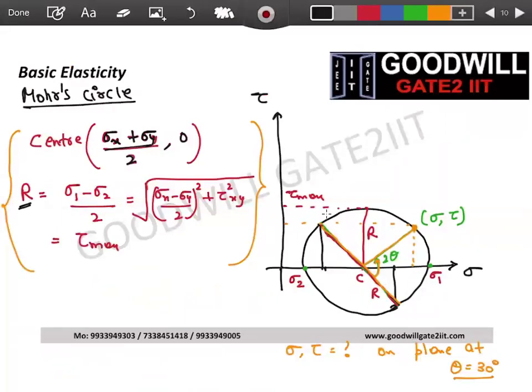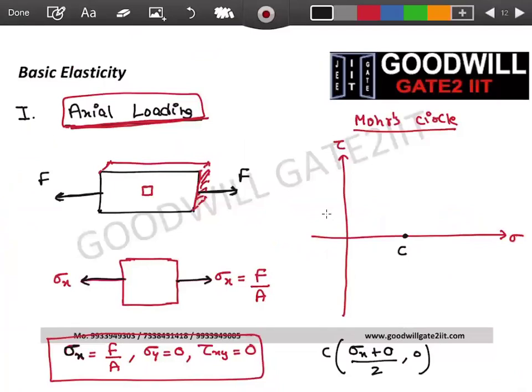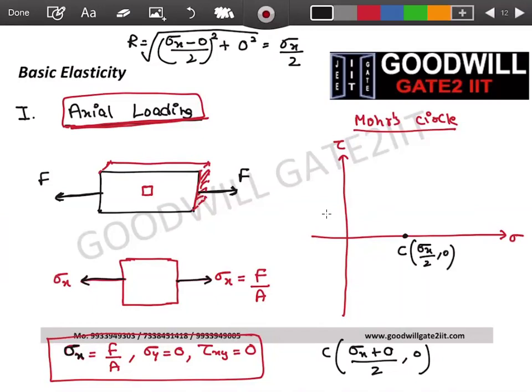Because I don't have sigma 1 and sigma 2 as of now, I'll use the second formula. What will be the formula, guys? What will be the radius of the Mohr circle here? The radius of this Mohr circle will be the square root of ((sigma X minus sigma Y) divided by 2) whole square plus tau square. So you again get this as sigma X by 2. Your center is sigma X by 2, comma 0. Your radius is sigma X by 2.